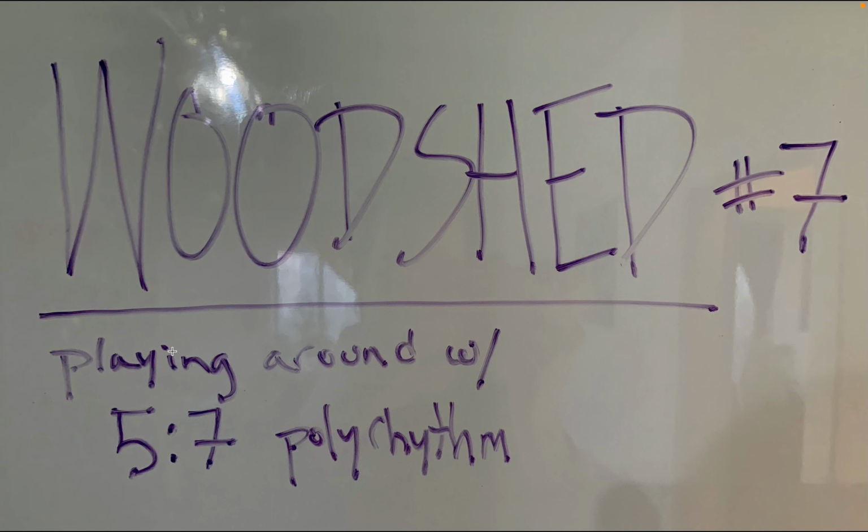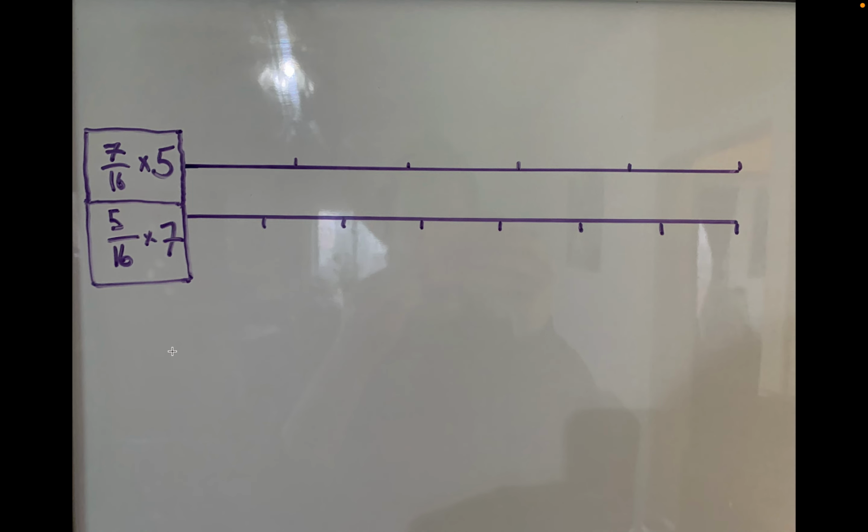So let's get started. Here's a very generic way to represent 5 against 7. We have 5 slightly larger pulses on the top and then 7 slightly smaller ones. However we do this, it's going to come out to be 5 groups of 7 or 7 groups of 5. We might think of it like this, where each thing is a bar of 7 or a bar of 5, and we repeat it like 5 bars of 7 or 7 bars of 5.